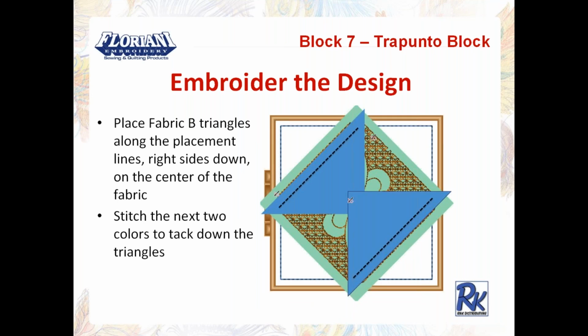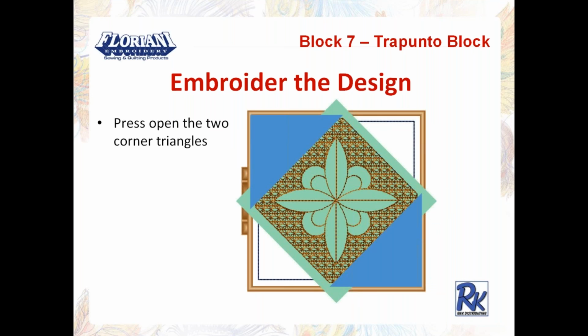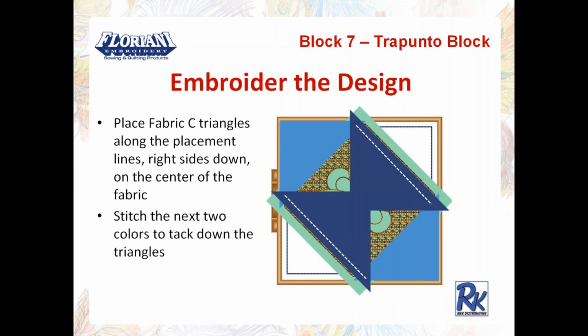And then next what you want to do is place your fabric B triangles along the fabric placement lines, right sides down on the center of the fabric, so facing in towards the center like you can see here, and then stitch the next two colors to tack down those triangles. Take the hoop out and press open the two corner triangles.